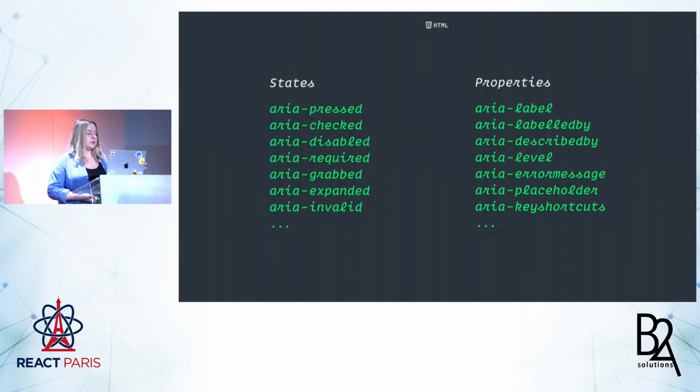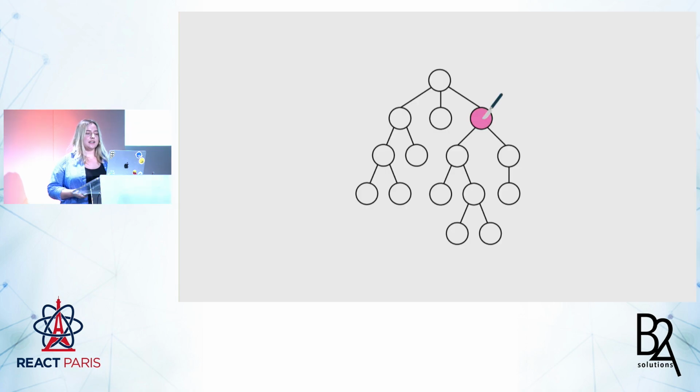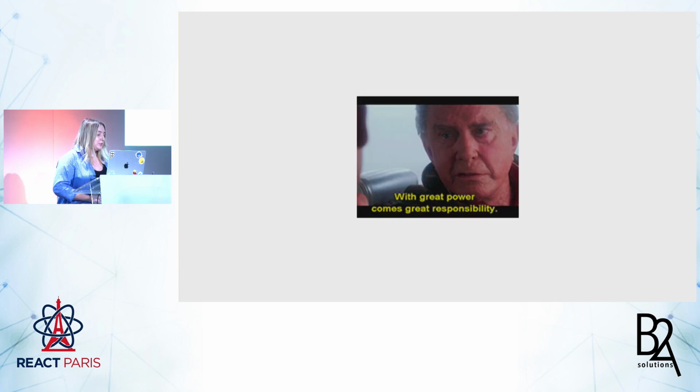Additionally to roles, it also provides a bunch of other attributes to communicate information about the element or its state that we can use. In a way, using ARIA is kind of like performing precision surgery on the accessibility tree. It gives us direct control, but it also comes with a great responsibility. In a way, using ARIA is like a promise. You're promising that this something is supposed to behave like a button, and it's important to fulfill that promise.